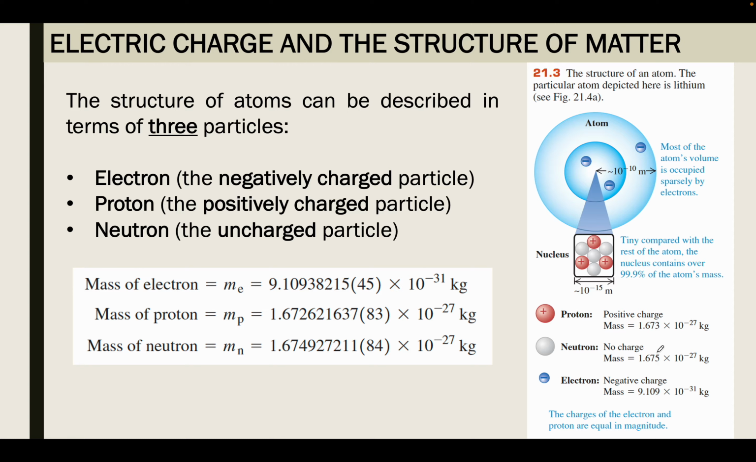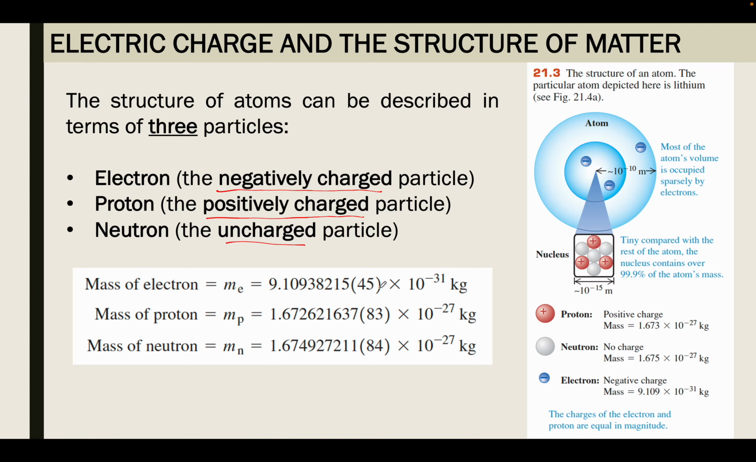Let's proceed. The structure of atoms can be described in terms of three particles, which I think we all know, very familiar to us since elementary or high school. We have the electron, the proton, and the neutron. The electron is the negatively charged particle, the proton is the positively charged particle, and the neutron is uncharged, neither positive nor negative.